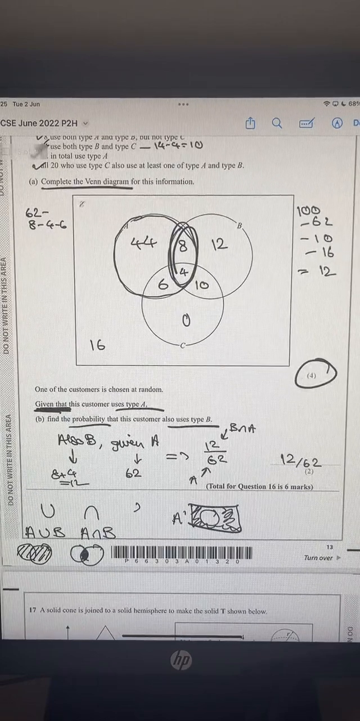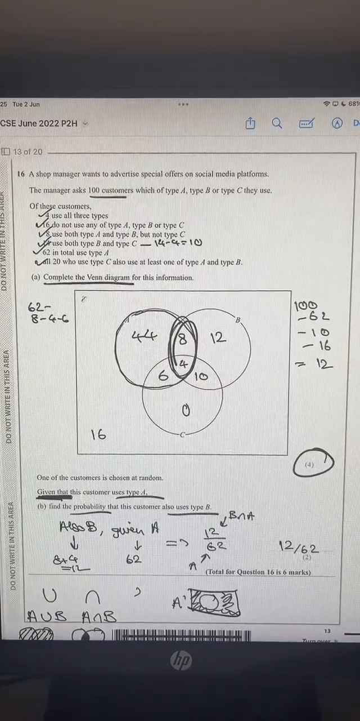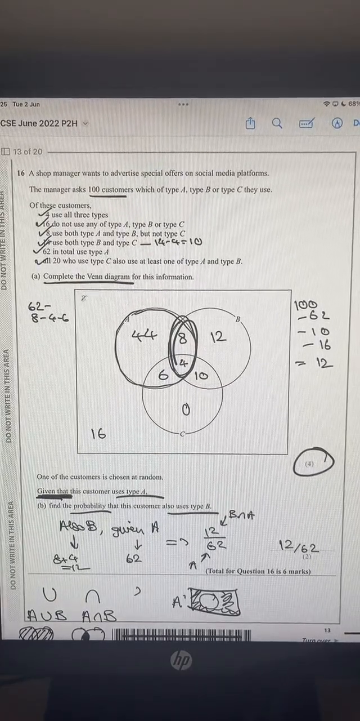Okay, cool. Sets question, Venn diagram question, very nice in my opinion. I was happy when I saw this. I hope you guys will be too after that explanation. Again, thank you for the roses, guys. I appreciate all the likes and the support.